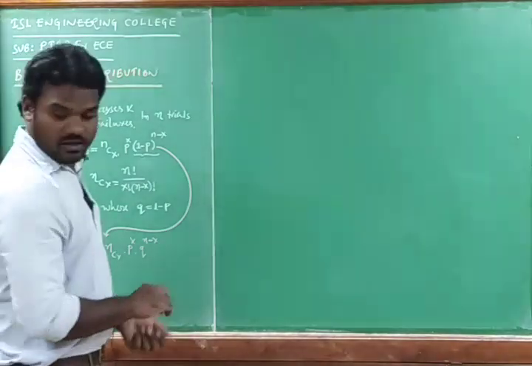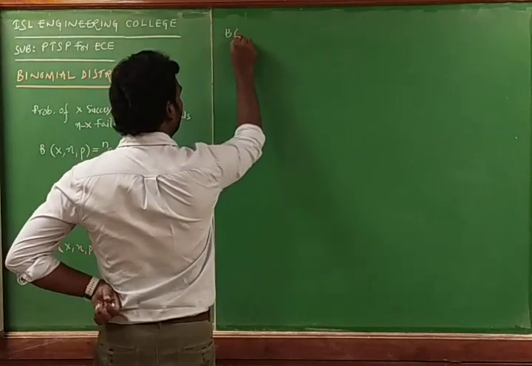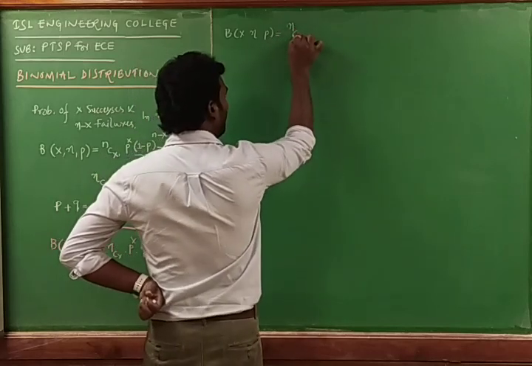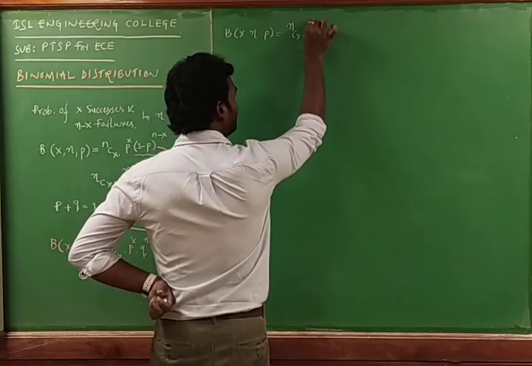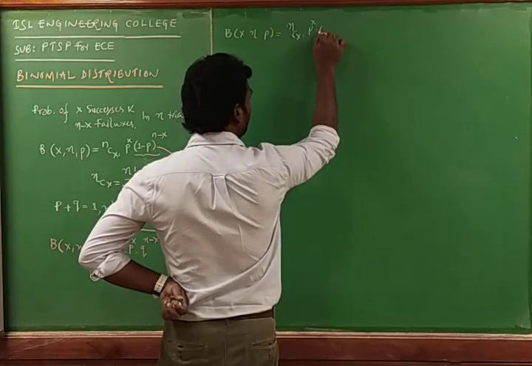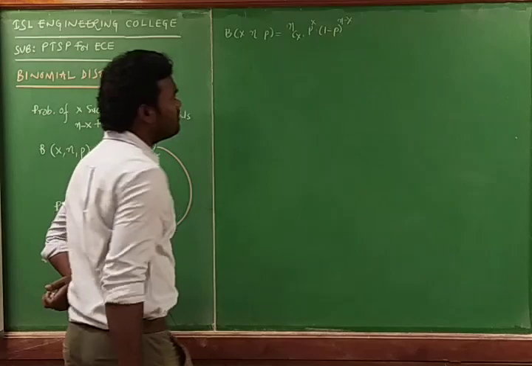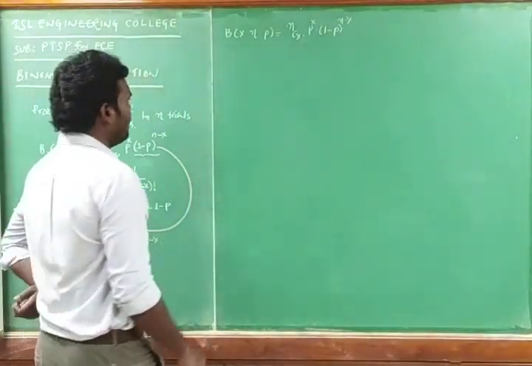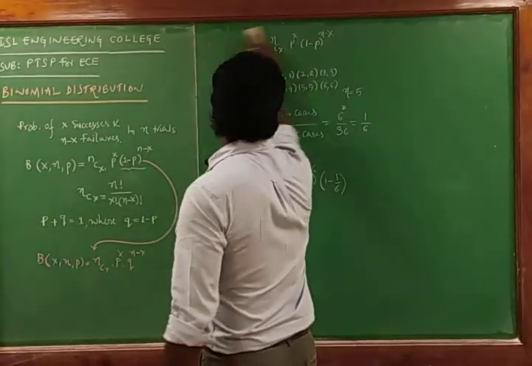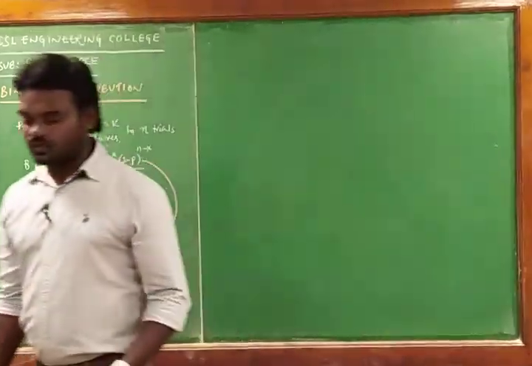Then go with the formula. Binomial distribution, we know the formula. The binomial distribution of X, N and P is given by NCX times the probability of success to the power X, times the probability of failure, that is 1 minus P, to the power of N minus X. Here we should identify all the things. Here two dice are thrown. So I am going to solve the problem whose question I just explained.